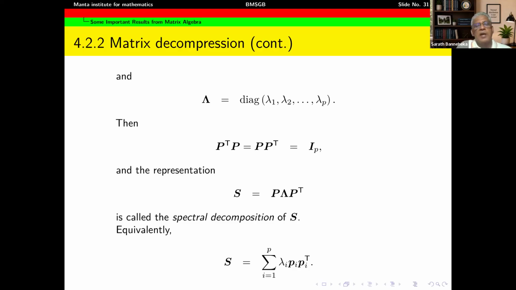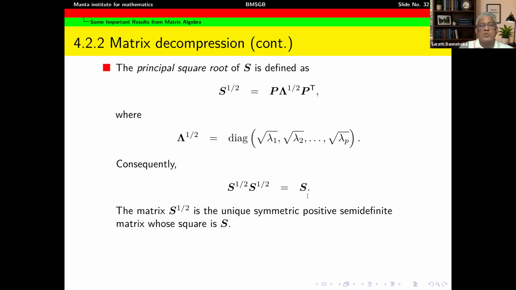And let's take capital lambda to be the diagonal matrix of the eigenvalues, lambda 1 up to lambda p. Then one thing we can show is that P transpose P is equal to P times P transpose, equal to the identity matrix, because these P's are orthonormal vectors. And S can be represented now by writing like this. S is equal to P times this lambda times P transpose.